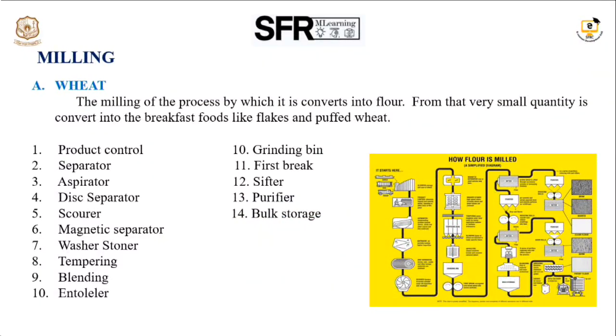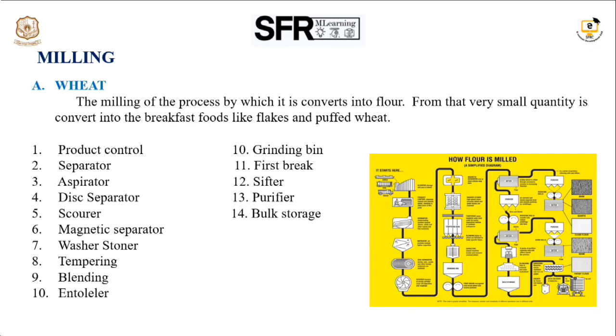After that, we are going to see the milling process. In the wheat milling process, 14 steps come under milling. The first step is product control, in which the wheat is received from the field of cultivation.